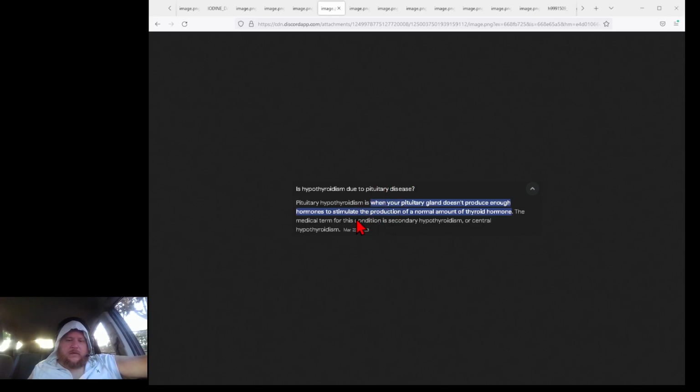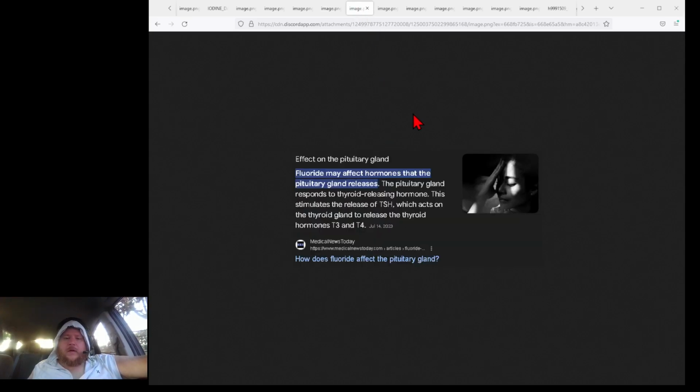So, just documenting what I said there. I found this interesting, how fluoride affects the pituitary gland. That's what I was kind of looking for, and it certainly does. It's interesting how this article has this image. It looks like somebody who's going through depression to me.